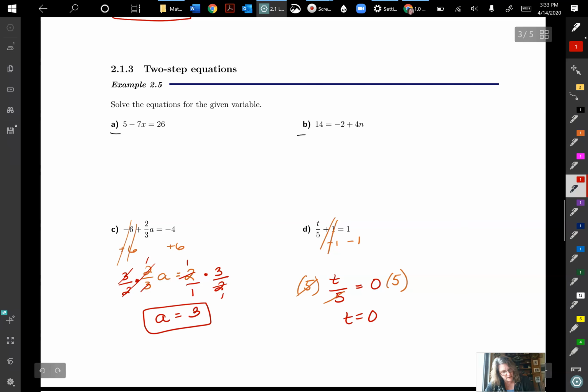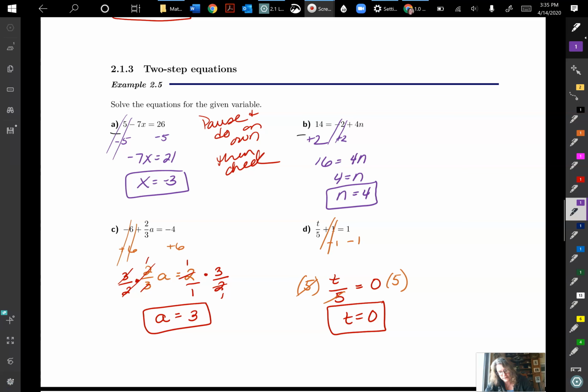And if we pop that in, that makes sense, because when we have 0 in a numerator, then we will have 0 for the answer. So try A and B. These I'm going to just write, pause and do on your own. Then check. Okay, so your answers for A should be x equals -3, and for B, n equals 4.